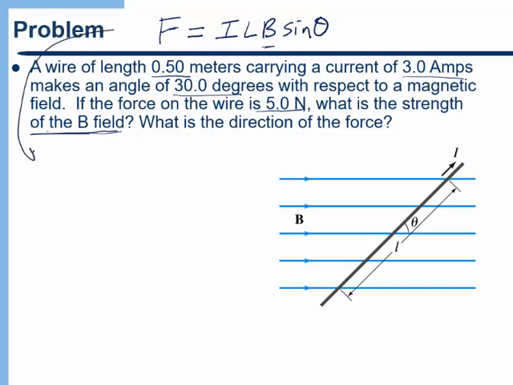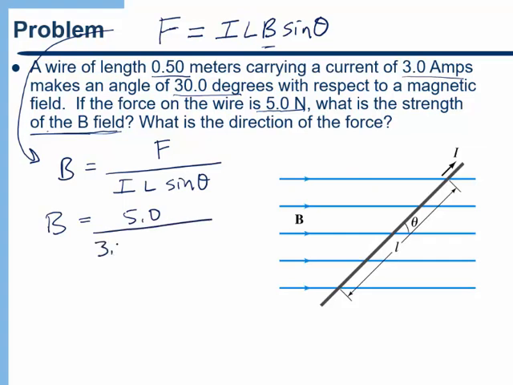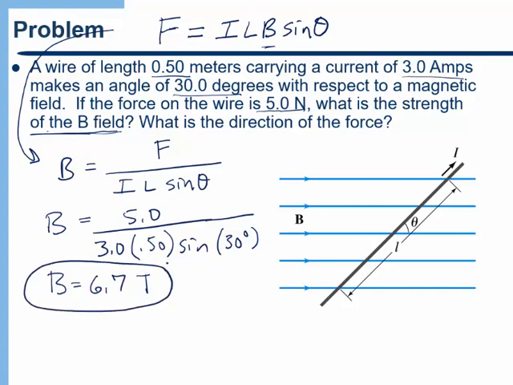So let's go ahead and just first solve that algebraically. For B, we get B is equal to F divided by IL sine theta. And therefore, we've got a force of 5 newtons. We're dividing by a current of 3 amps, a length of 0.5 meters, and a sine of 30 degrees. So as long as you got your calculator in the right mode and you don't fat finger something, you should have gotten 6.7 Teslas for your answer.